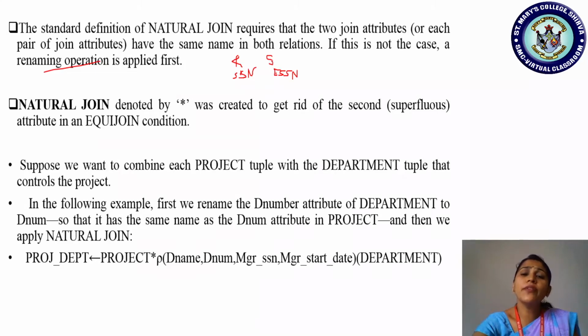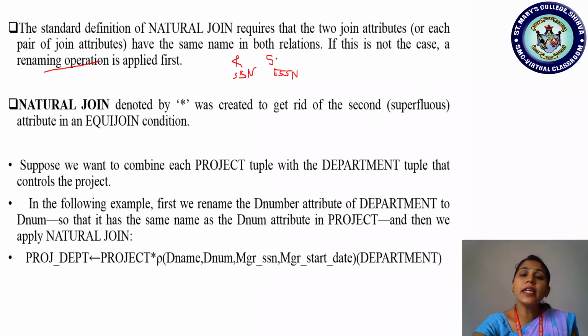So what to do if both the relations have different attribute names like this? Here it is SSN but here it is ESSN. So what to do? We have to make it common. In either of the relations, either in R or in S, we should rename the attribute. Did you all understand?